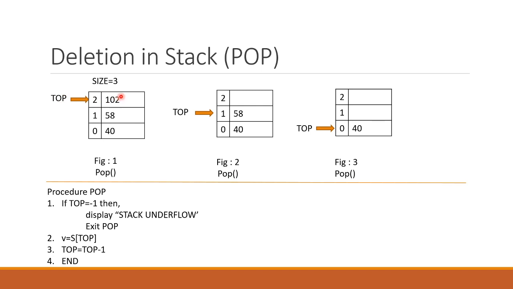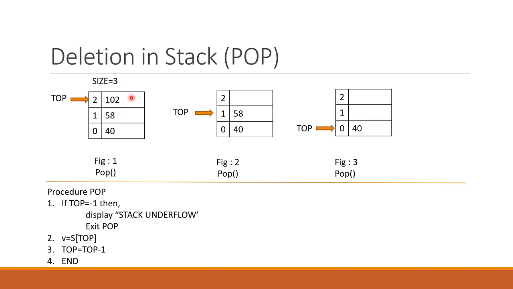So let us see the example in figure 1. It has three elements in the stack of size 3. My top is pointing at second index, and if I call the pop operation, it has to delete 102 because my top is pointing at 102. So whenever we call pop operation, the data is deleted where the top is pointing.